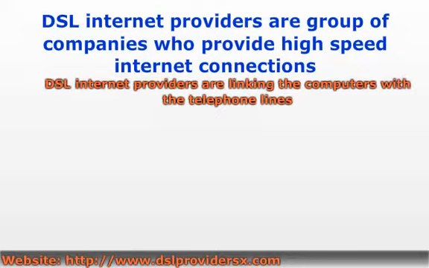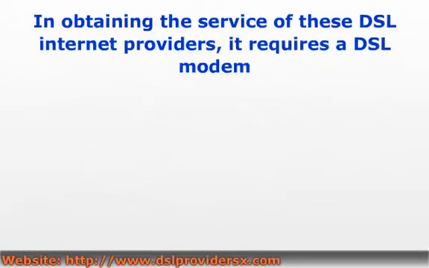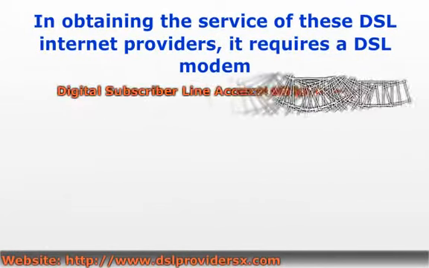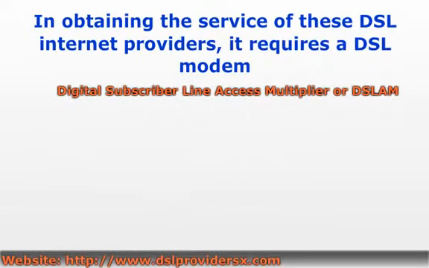Apparently, the telephone is the main passageway of the internet signals, creating a network that can go online. In obtaining the service of these DSL internet providers, it requires a DSL modem which connects to the telephone wall jack and the computer. The device then works as a modulator, translating the computer's digital signals into voltage delivered across the telephone lines to a gadget called a digital subscriber line access multiplier, or DSL-AM.